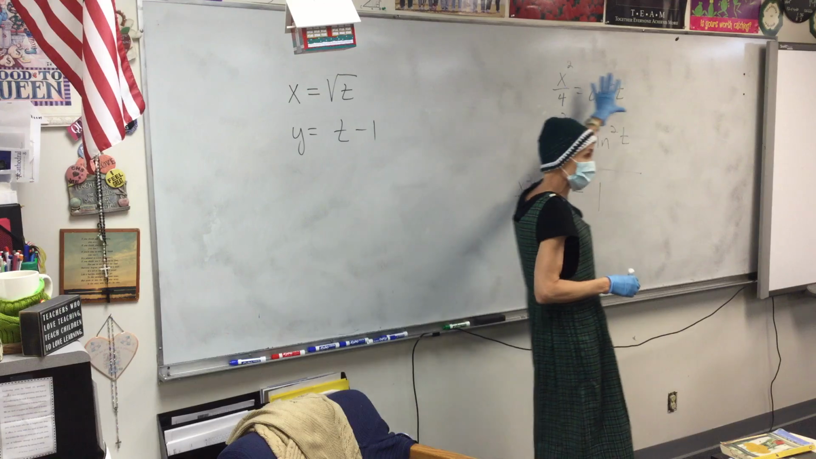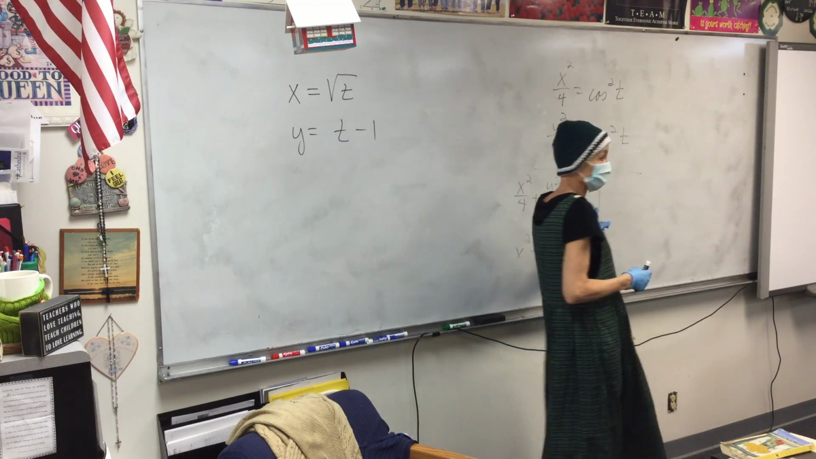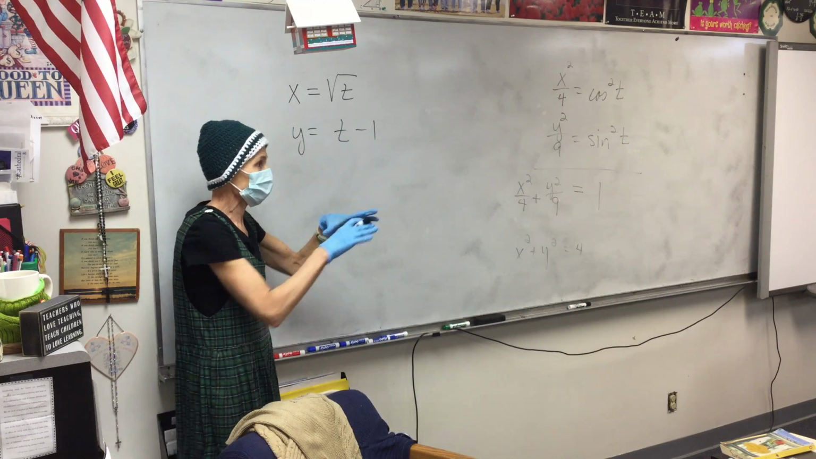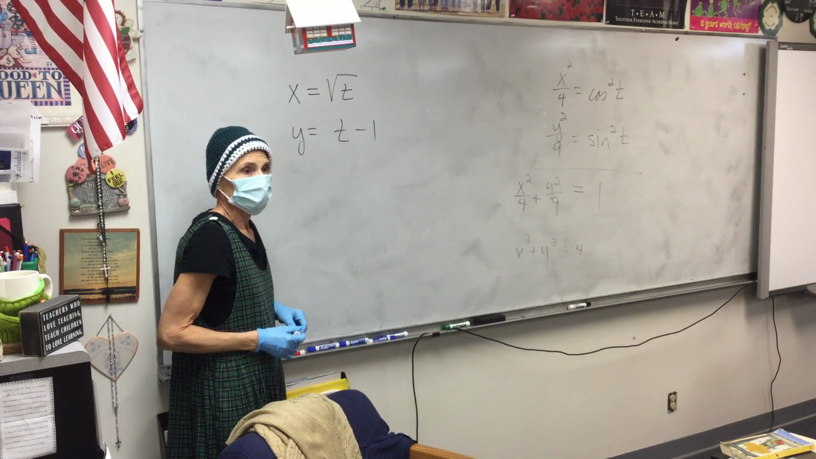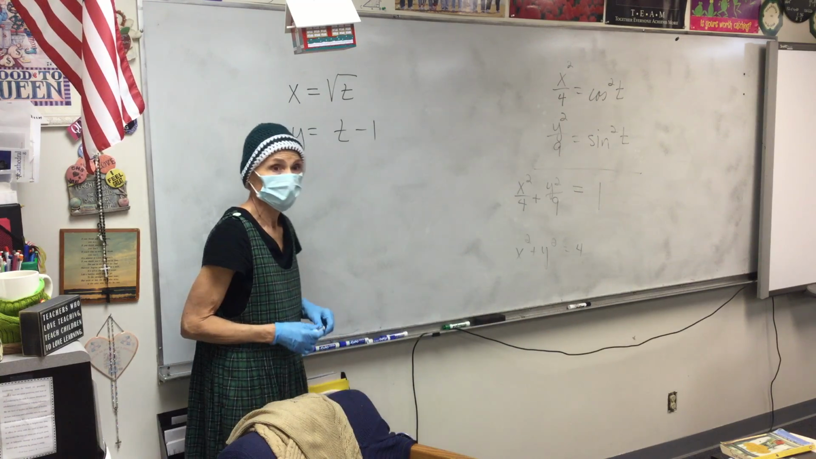Now, when we had cosines and sines, we did the whole squaring thing, so we could add them together and get 1. What do you think we're going to do here? Our job is to get rid of the t. We don't have any t's left. This is number 9. Would it be t equals x squared?